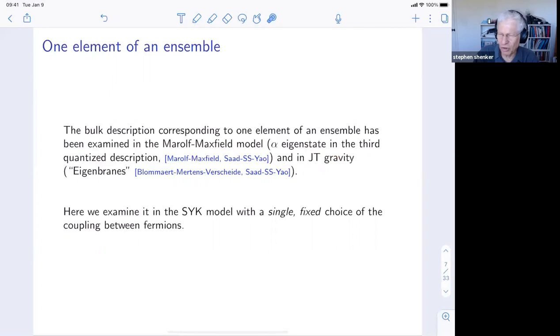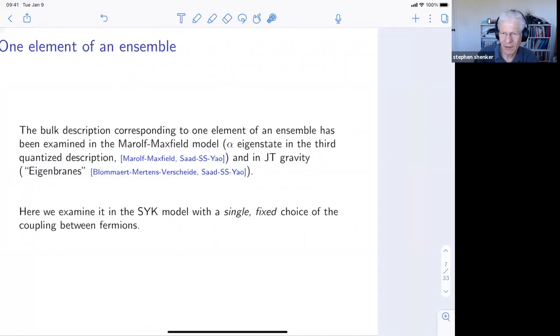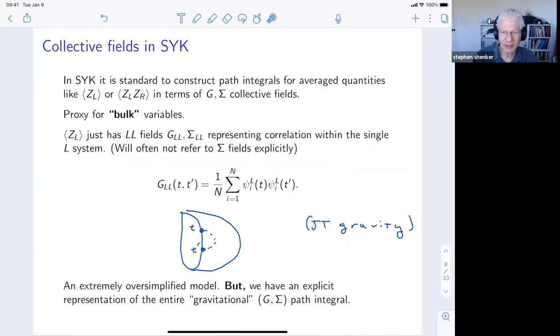In JT gravity, you can imagine not taking an ensemble of random matrices. You can imagine taking one random matrix with fixed eigenvalues. This is what this group calls eigenbrains. It's an interesting paper also. Well, what I want to talk about today is another system, this SYK model, which I'll talk about more concretely, with a single fixed choice of the couplings between fermions. And it will have some interesting features.